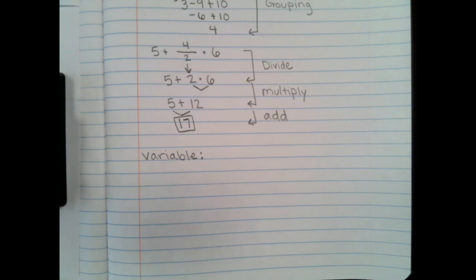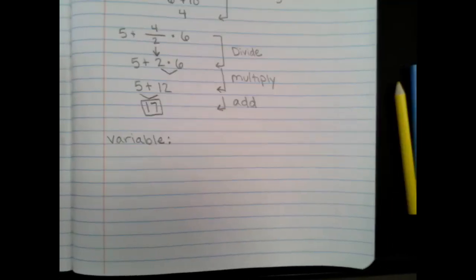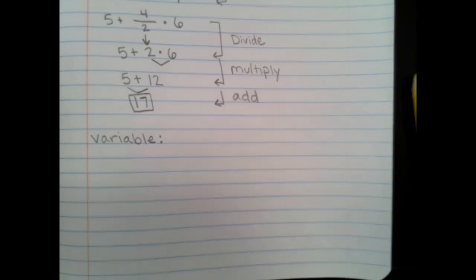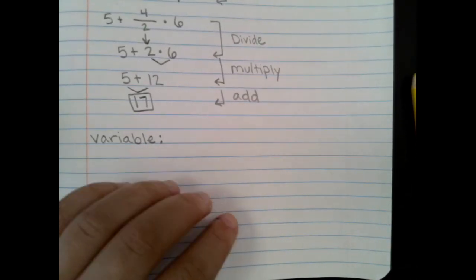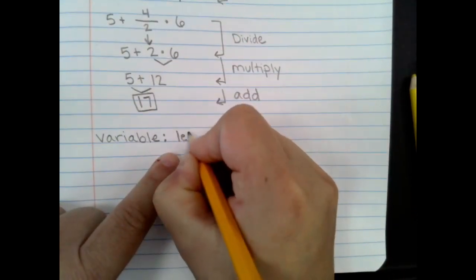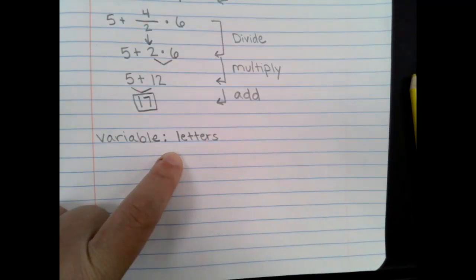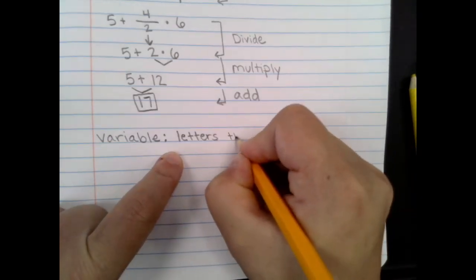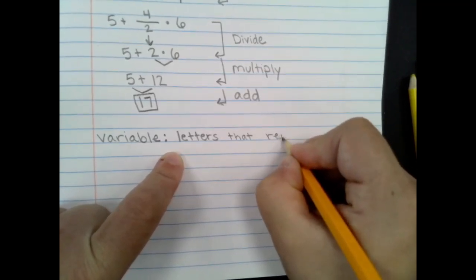Does anyone remember what is a variable? Or what's an example of a variable? This is where we use it a lot in algebra. We use that X. Remember those letters? But what do those letters actually represent? What are they secretly? They're secretly numbers. So it's letters that represent numbers.